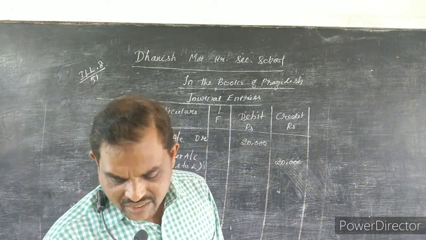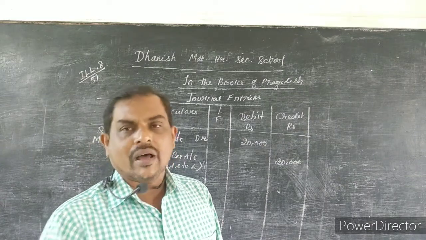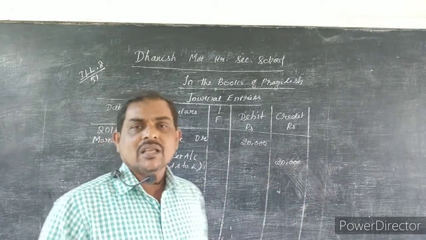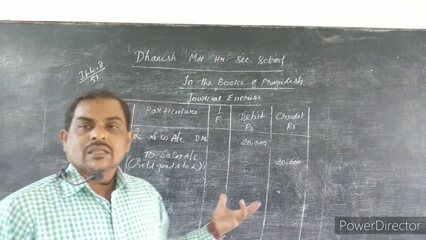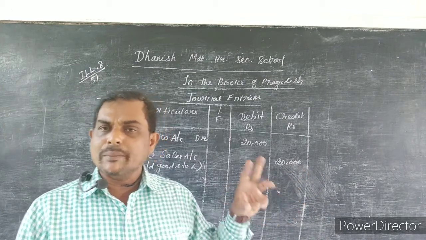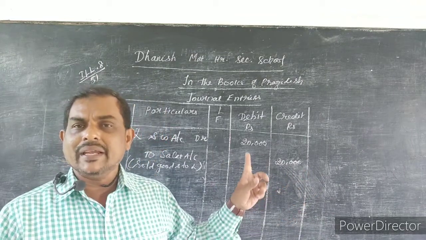What is the date of 6? Sold goods to M on credit. Again, I am selling some goods to M on credit. What is the journal entry then? M is the debtor, because I didn't receive any money, so M will be debited.